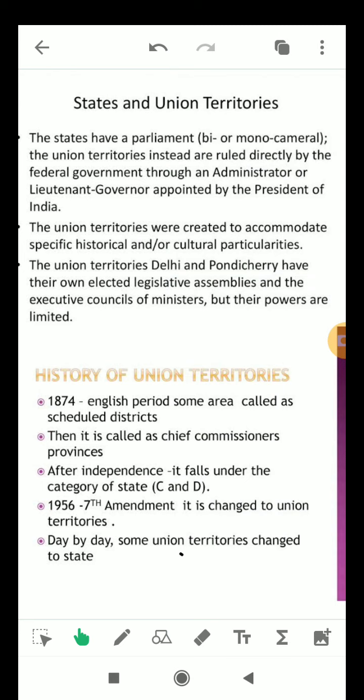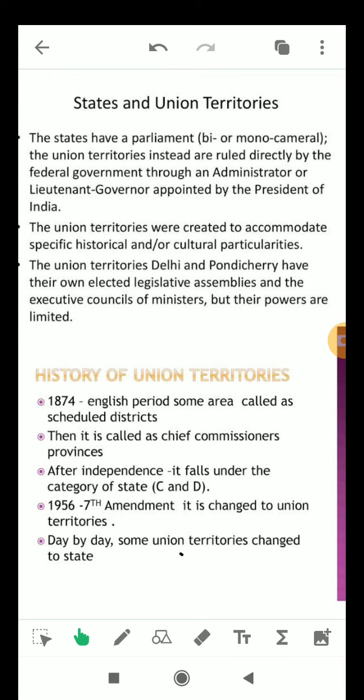So let us know about states and union territories. The states have a parliament. The union territories instead are ruled directly by the federal government through an administrator or lieutenant governor appointed by the President of India. These union territories were created to accommodate specific historical or cultural particularities. The union territories Delhi and Puducherry have their own elected legislative assemblies and executive council of ministers, but their powers are limited. So a union territory is basically like a small state.